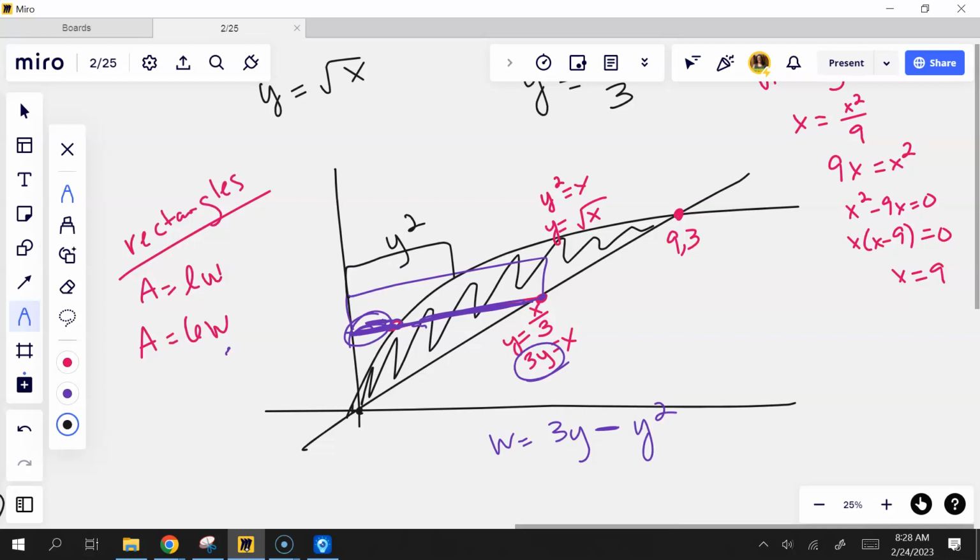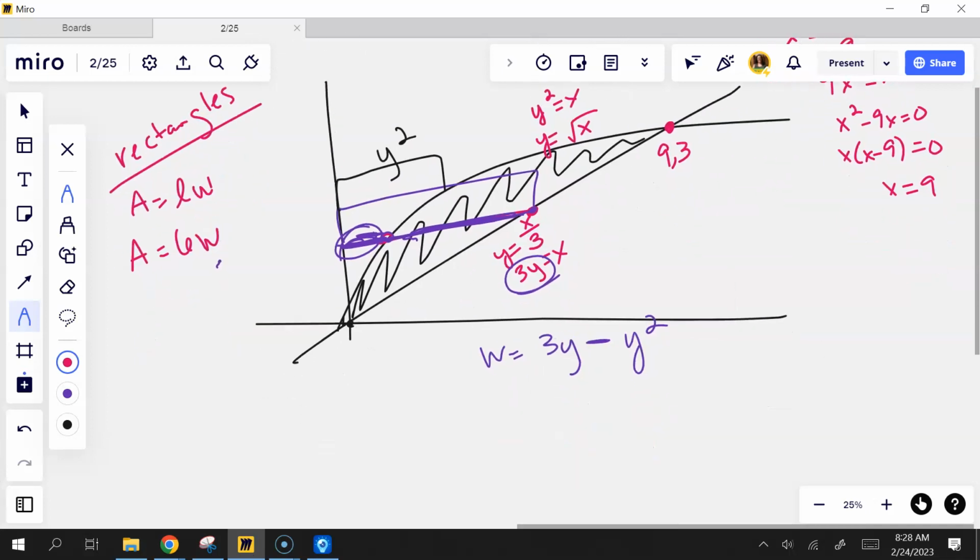All right, so now remember, if I can nail down that area formula, the volume's a piece of cake from there. So what's the area of, yeah. Yes, that's the right minus left. That's exactly what it is. So what is the area of my rectangle? 6 times 3y minus y squared.